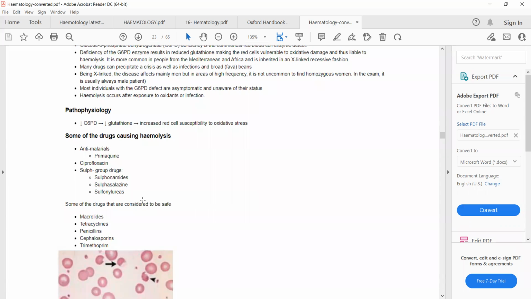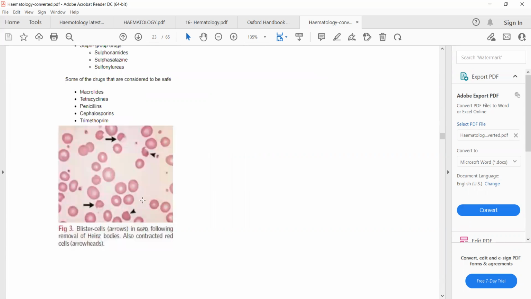Other than anti-malarial drugs, ciprofloxacin, sulfonamides, sulfasalazine, and sulfonylureas can also cause hemolysis in patients with G6PD deficiency. The drugs that are safe in G6PD deficiency include macrolides, tetracycline, penicillin, cephalosporin, and trimethoprim.